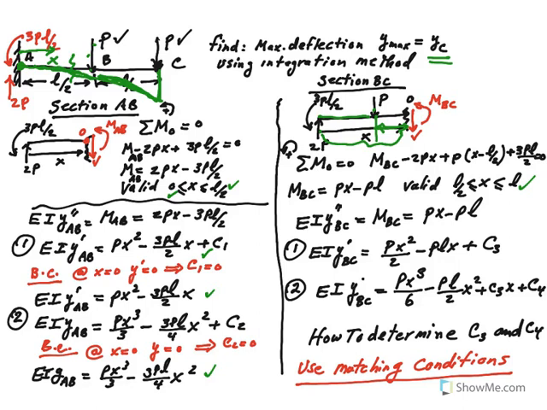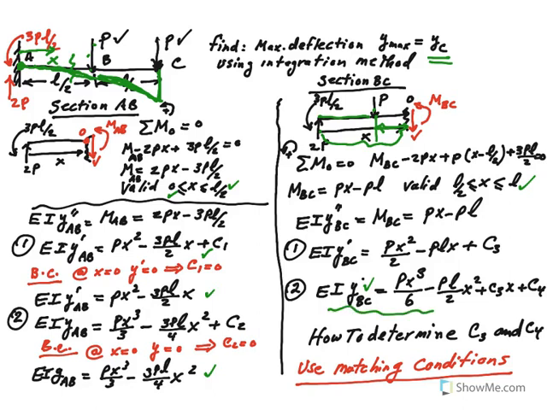So let's go ahead and integrate here. We integrate once, we get a constant C3, but there's no boundary condition. What do I know about that section? Nothing. So I continue integrating to get the equation of the elastic curve. C3 is not determined, so the integral of that becomes C3x plus a new constant C4. So how do we find C3 and C4?